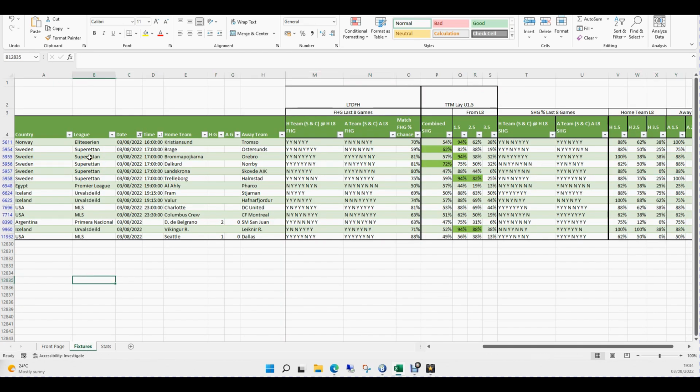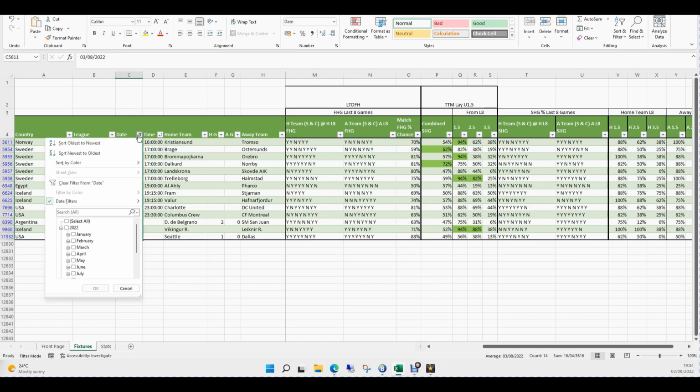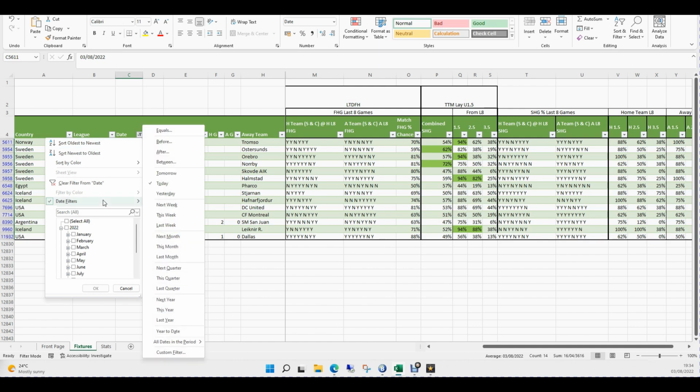This will display all the fixtures for every league over the whole season. There's currently 13,000 rows of information here. I tend to sort it by date, as you can see down this column. Now it's dead easy to do this. You click the little white box and go to date filters. You can filter today, yesterday or tomorrow.